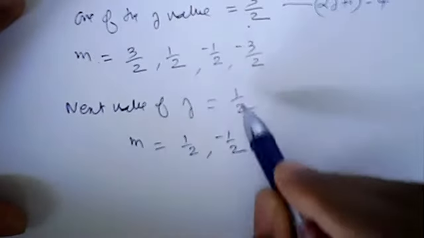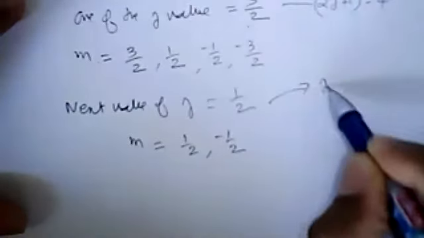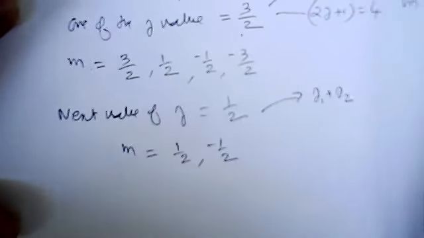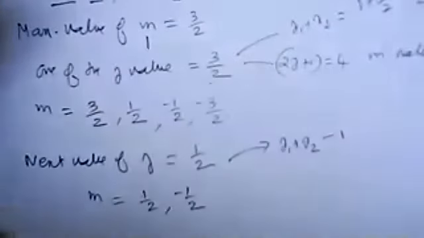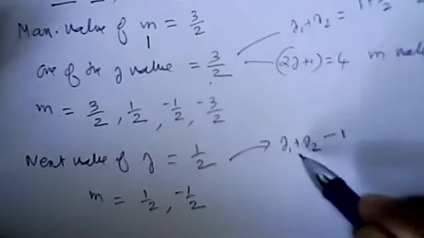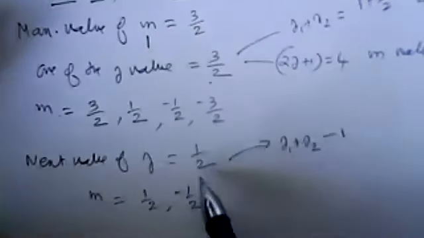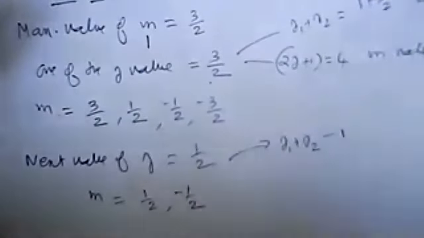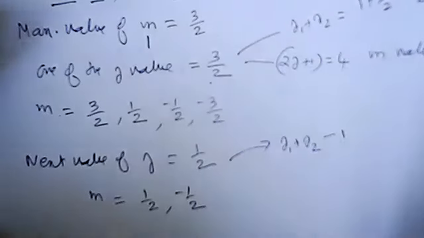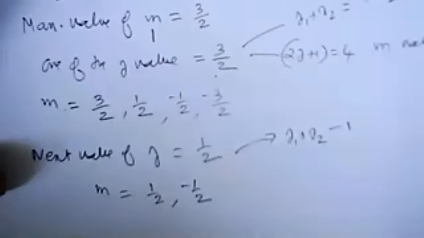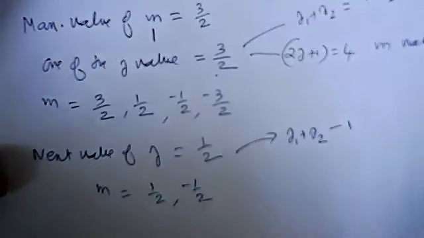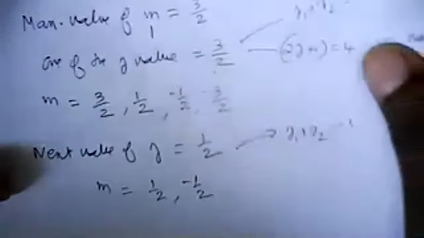So what is the idea? How is this next value obtained? J1 plus J2 minus 1. J1 plus J2 is 3 by 2. J1 plus J2 minus 1 is half. That is the next value. And J never goes below 0. J never goes negative. So correspondingly, you can have the different states.